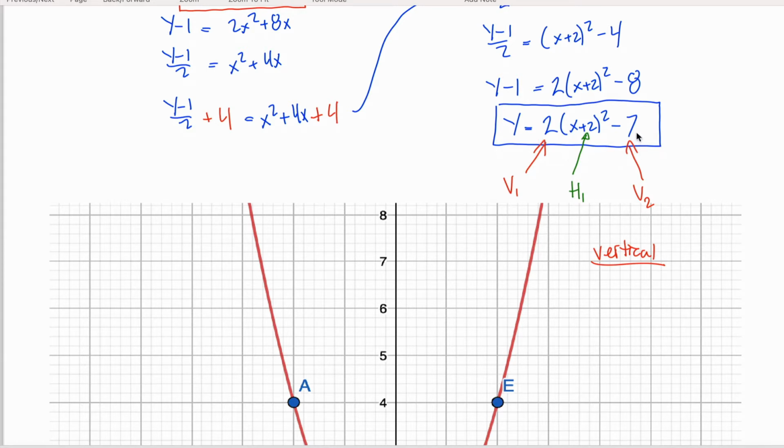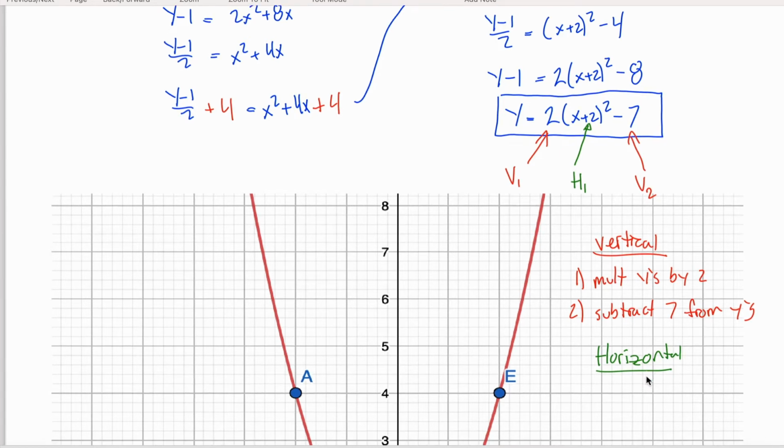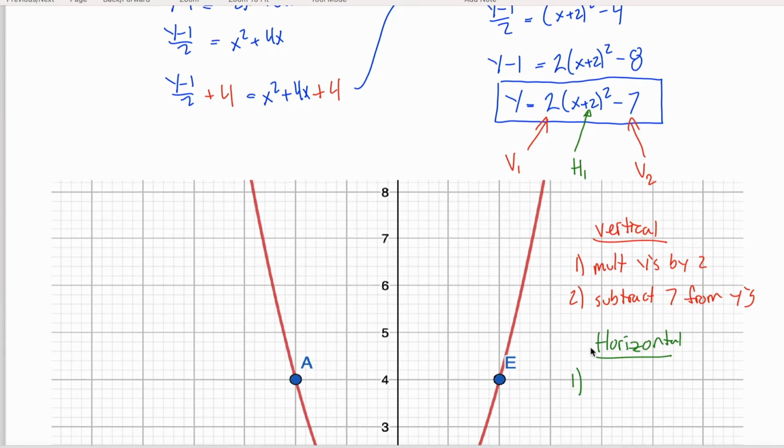Since there's multiple vertical transformations, the order we apply them is really important. Since we multiply before we add and subtract, it makes sense to first multiply all of the y values by 2, and then subtract 7 from all the different y values. Since there's only 1 horizontal transformation, it doesn't matter when we do it. And since the horizontal transformations are kind of the opposite of what you might think, instead of adding 2 to all of the x values, we're going to subtract 2 from all the x values.